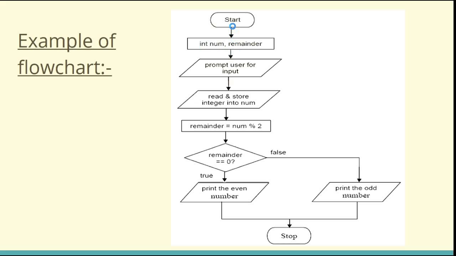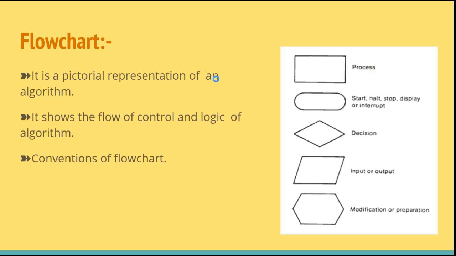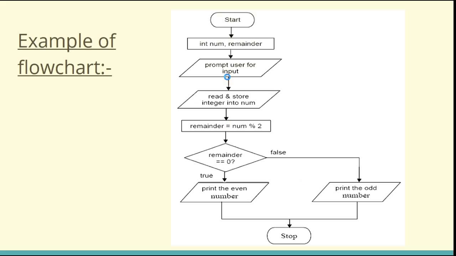Now the flow goes on. The flow is shown by arrows. Then we are taking input from the user, so it is shown by a parallelogram. We already studied that input or output is shown by a parallelogram. Again the number is read and stored into the variable num. So again it is shown by a parallelogram. It is a part of input only.